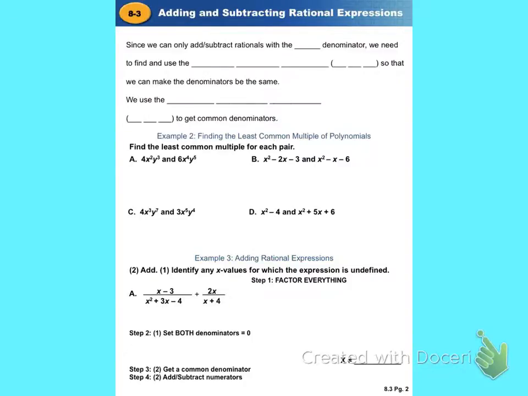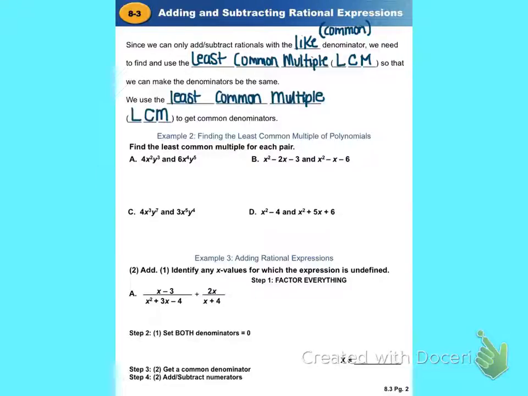Okay, so since we can only add and subtract rationals with like or common denominators, we need to find and use the least common multiple so that we can make the denominators be the same. So we're going to force them to be the same by identifying the least common multiple of the denominators. So again, we use the least common multiple, or the LCM, to get common denominators. So example 2 asks us to find the least common multiple of some polynomials. So let's take a look at example A.